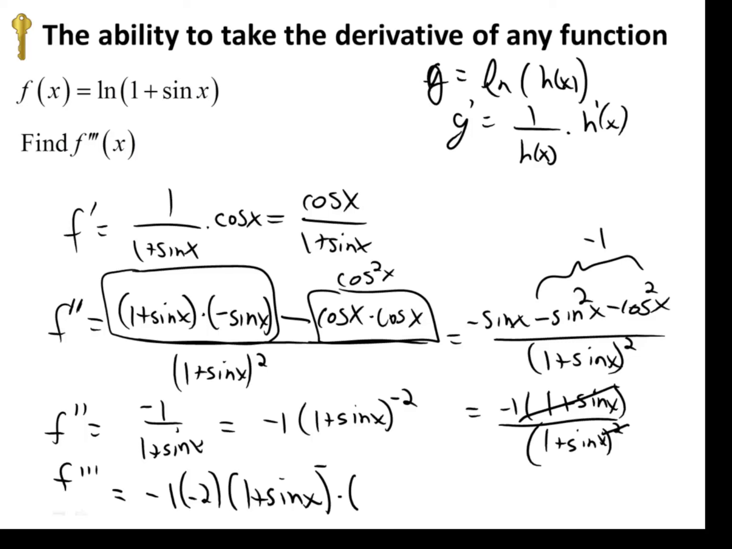And what's the derivative of the inside? Cosine x. Good job. And then they had to do something with it. I mean, it was a lot deeper than this. This was just a layer of the question. It simplifies to be 2 cosine over 1 plus sine. All right, that's your answer. That's your third derivative.